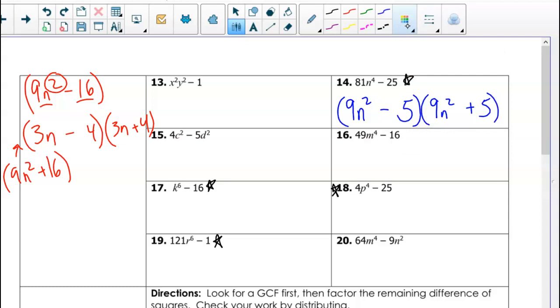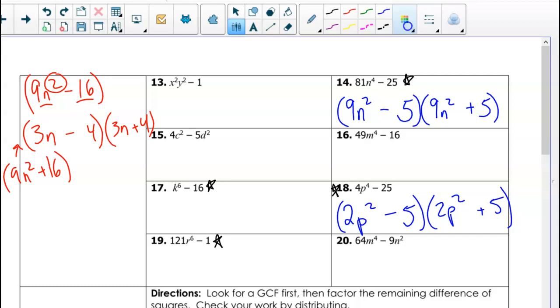Okay, I'm going to do 18 before I do 17 just because it's another 4 example. 4 I can take the square root of, 25 I can take the square root of, p to the 4th, because it's an even number, I can divide that by 2, and I'd be left with p squared and 5. And again, if 2 or 5 were perfect squares, like I could take the square root of either one, I'd have to keep simplifying, but that is not the case for this one.